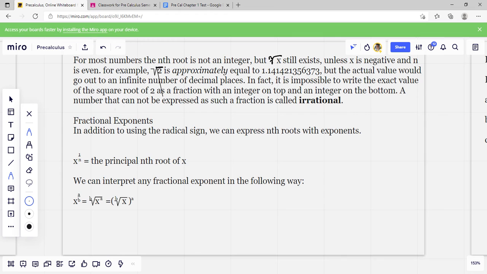For example, the square root of 2 is approximately equal to this big giant number right here, but the actual value would go out into an infinite number of decimal places. In fact, it's impossible to write the exact value of the square root of 2 as a fraction with an integer on top and an integer on the bottom. A number that cannot be expressed as such a fraction is called irrational. So irrational numbers cannot be written as a fraction.